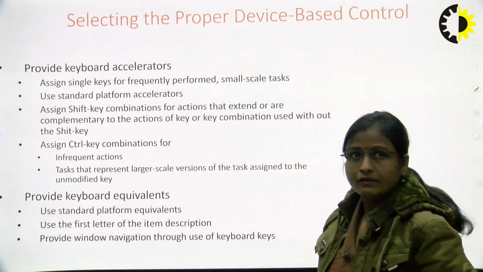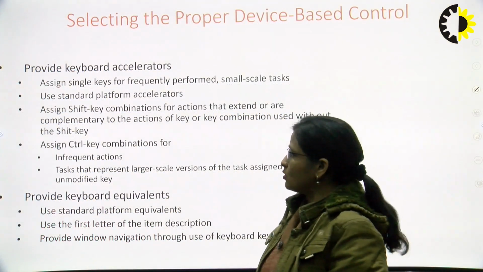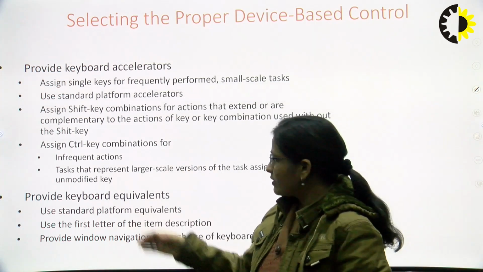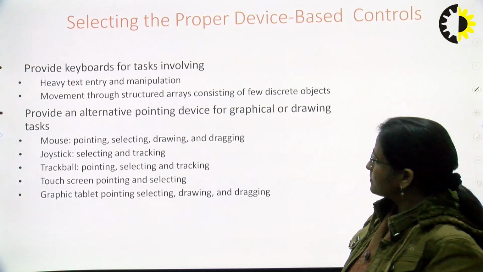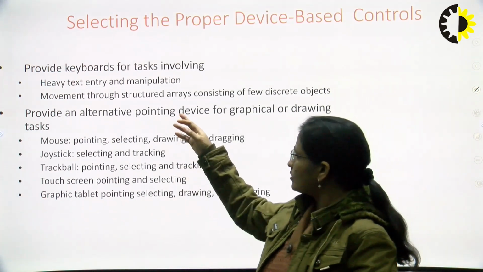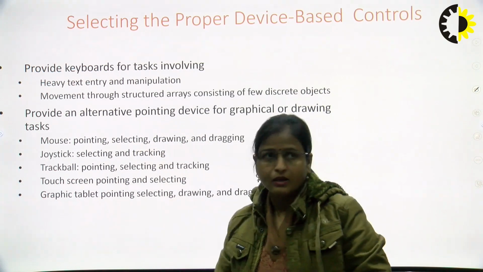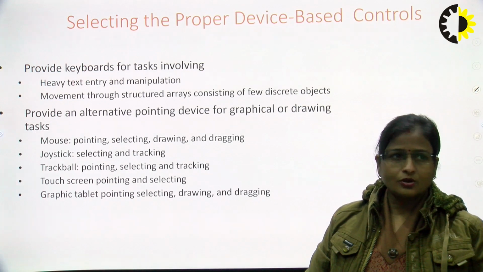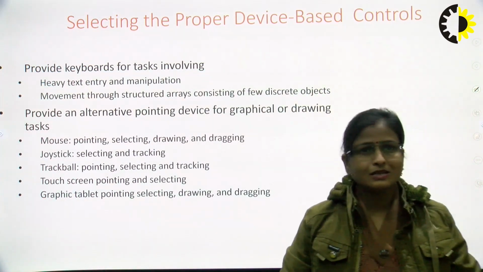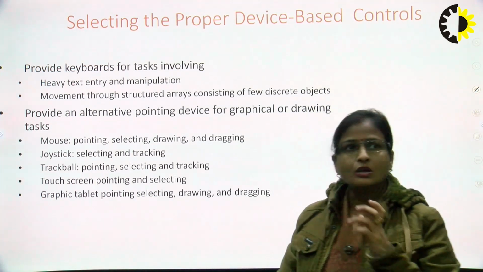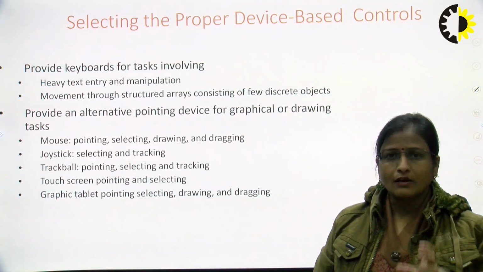Selecting the proper device based control depends on our usage. So provide keyboard accelerators, provide keyboard equivalents, provide the proper device control, provide a keyboard for tasks involving typing, and provide an alternative pointing device for graphical or drawing tasks. So these are the proper device controls which we are using to control our windows.